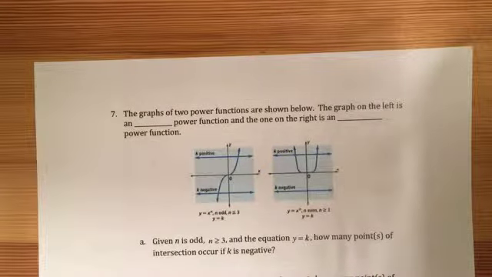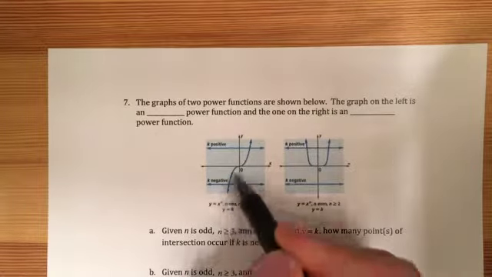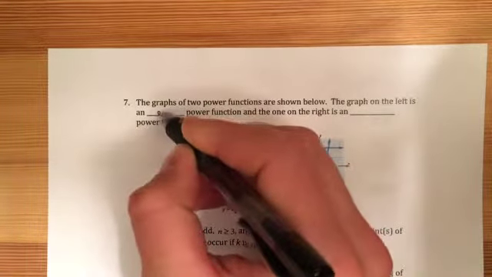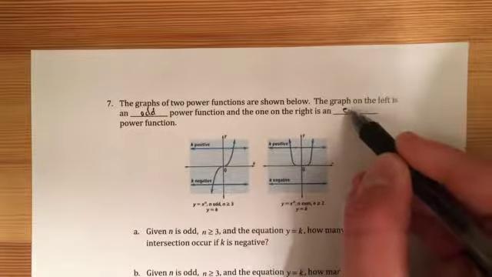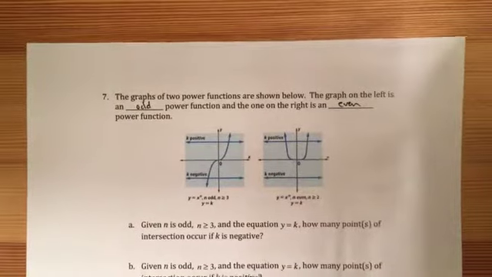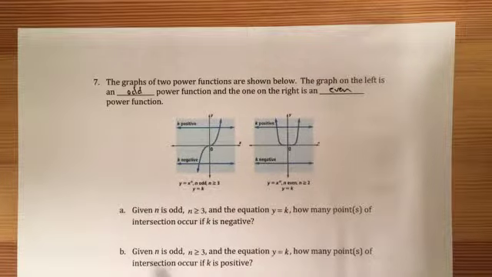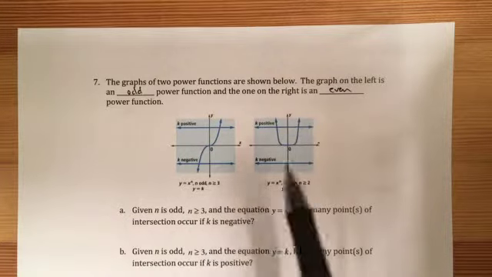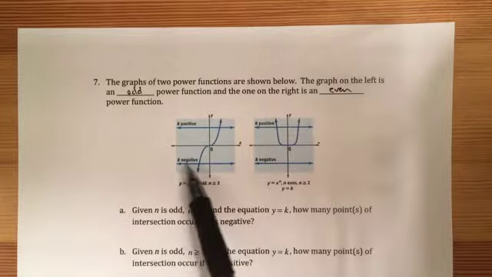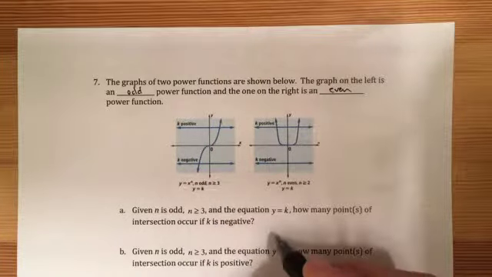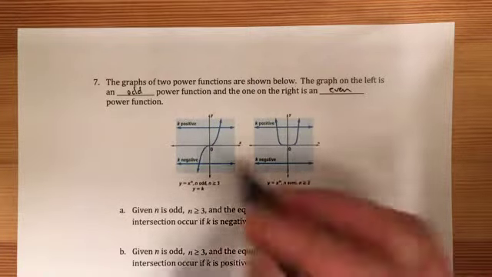Okay, looking at these graphs in number 7, the graphs of two power functions are shown below. The graph on the left is an odd power function, and the graph on the right is an even power function. We know that from the work we did in class. Given n is odd, so we're over here, and the equation y equals k, how many points of intersection occur if k is negative? 1. It's right there.